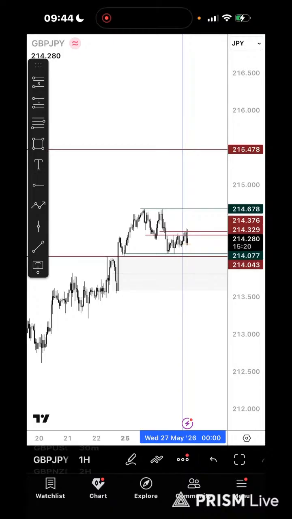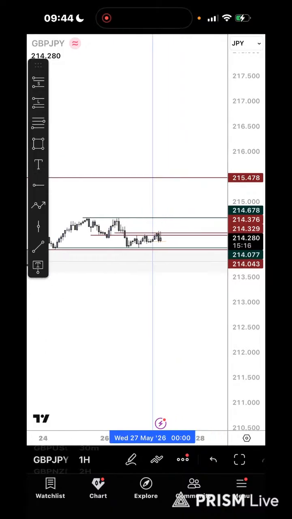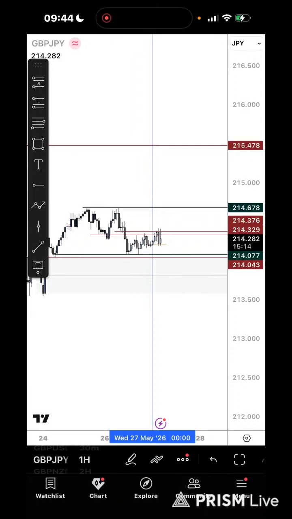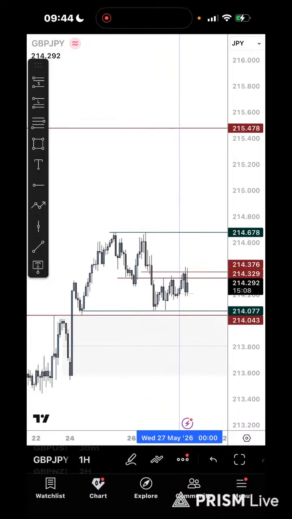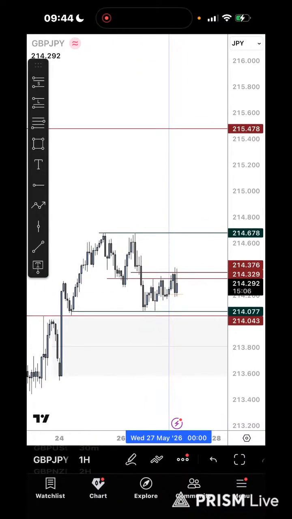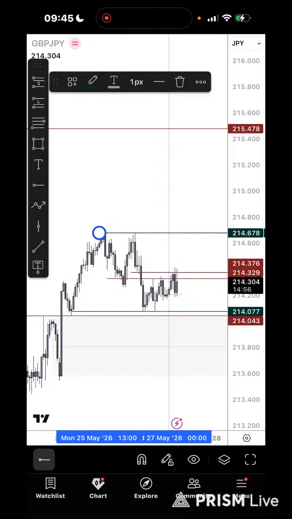Remember earlier I was saying how if it took out one of the swing turn lows, we would have been bearish, but it didn't take it out. Therefore, we are, of course, now bullish. And like I said, our target is that 215,478 level, which is the upper bound of the daily fair value gap. That is our long-term target, but of course, in the short term, we are targeting these equal highs marked by the 214678 level.